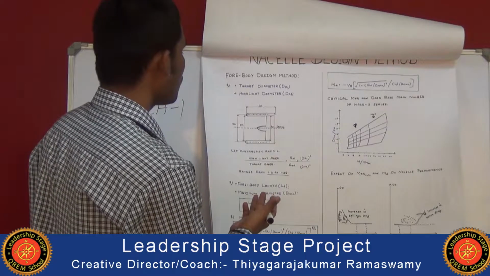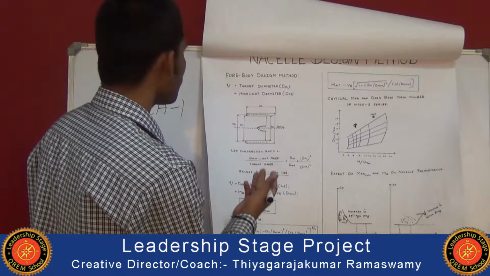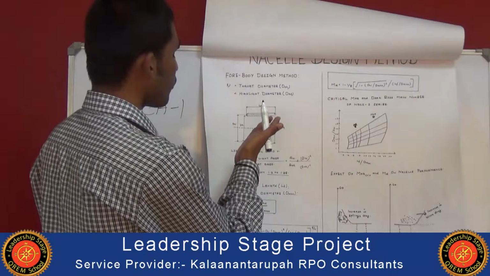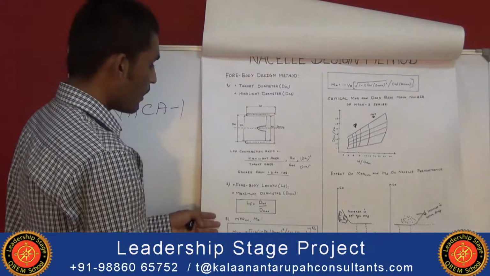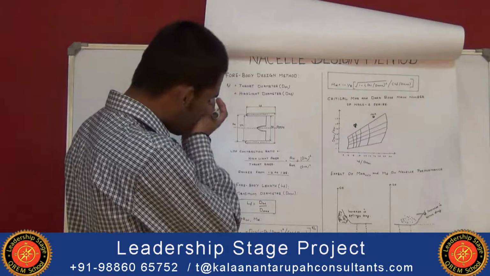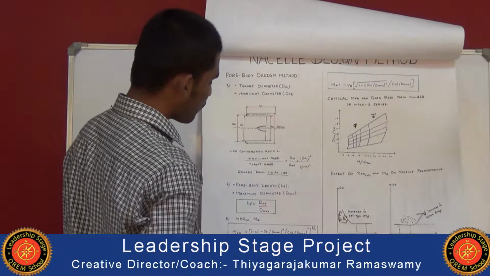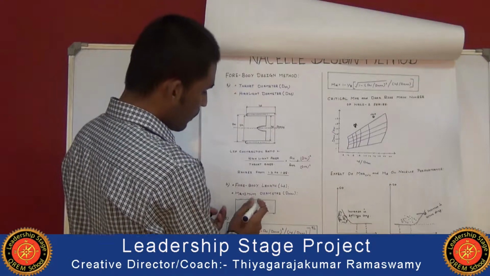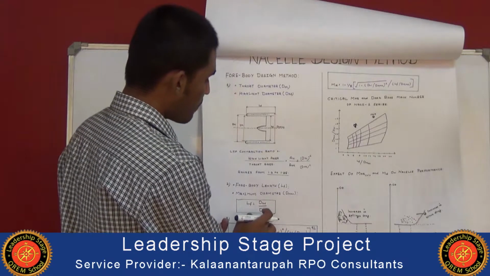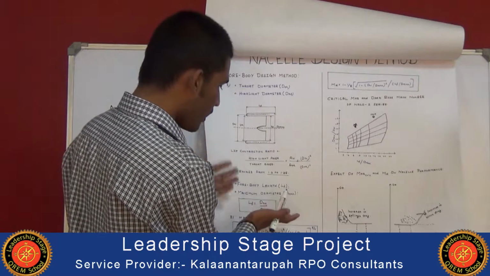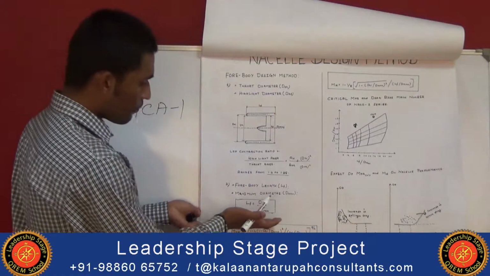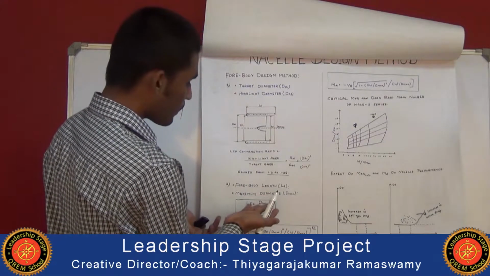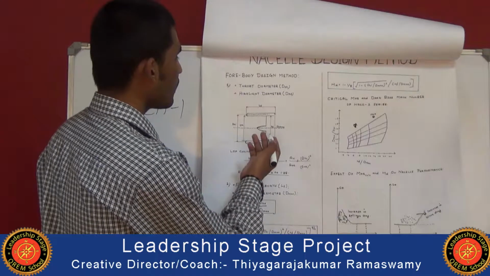So using the NACA 1 design rules, we are going to design the forebody of the nacelle structure. And next one is the forebody length and the maximum diameter of the nacelle. Forebody length is calculated using LF equal to DHL divided by Dmax, where DHL is the highlight diameter and Dmax is the maximum diameter. By using this formula we calculate the forebody length as well as the maximum diameter of the inlet cowl.